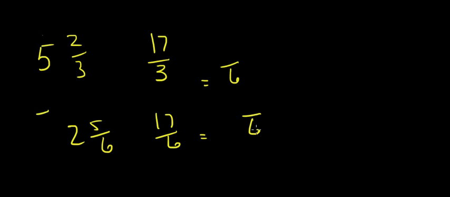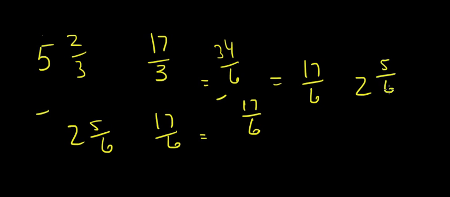Okay, and 6 goes into 6 one time, times 17 is 17. 3 goes into 6 two times, 2 times 17 is 34. So then we have 34 sixths minus 17 sixths, which is going to get us 17 sixths. Now we put that into a mixed number like this over here. 6 goes into 17 two times, gives us 12, has a remainder of 5, and our denominator is 6. So that's how we get our mixed number 2 5/6. And that is absolutely the correct answer.